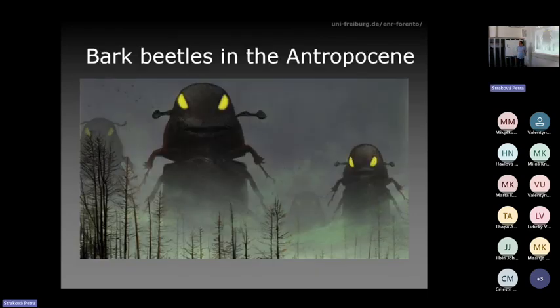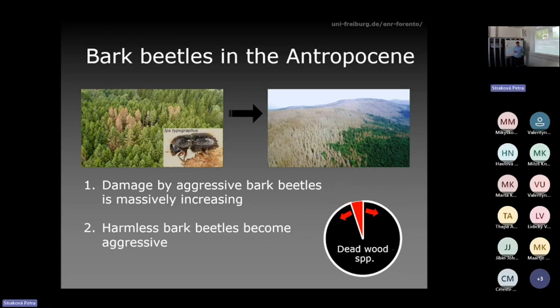Okay, so are you still up for some more slides about what is happening with bark beetles in the Anthropocene? So yeah, we are talking a lot about bark beetles now because they're causing quite some damage, especially in temperate regions. And there you can observe two kinds of phenomena. The first is that the damage by aggressive bark beetles is massively increasing. It's especially here in Central Europe. It's the European spruce bark beetle, Ips typographus, that is having unprecedented outbreaks, especially in the Czech Republic some years ago, but also in other parts of Europe. And the other phenomenon we observe is that bark beetles that were typically harmless in the past are becoming aggressive now. So let's have a first look at the first phenomenon, the damage of aggressive bark beetles.